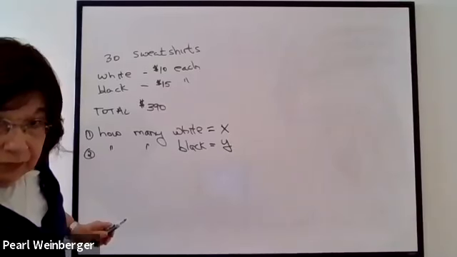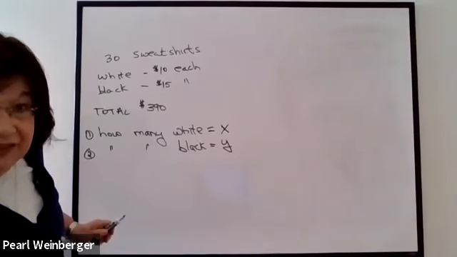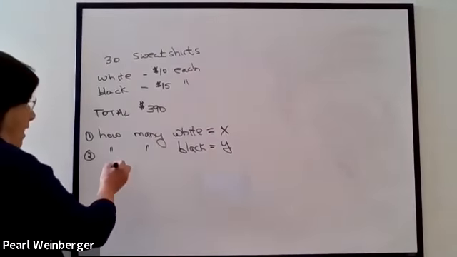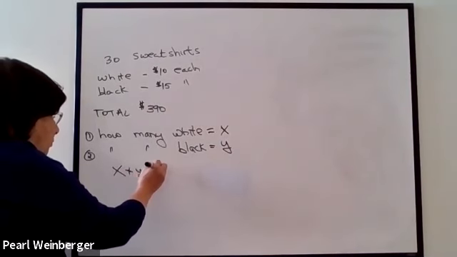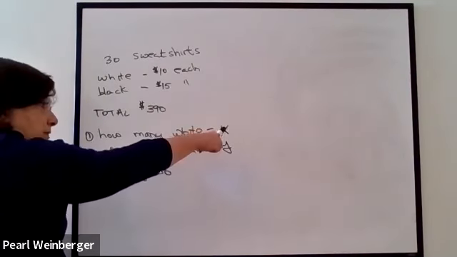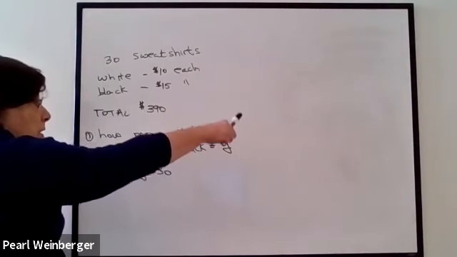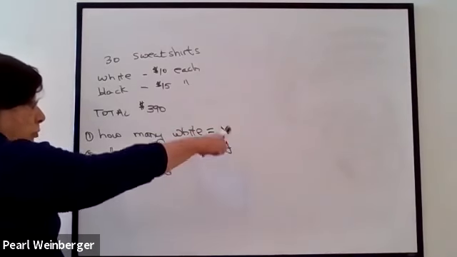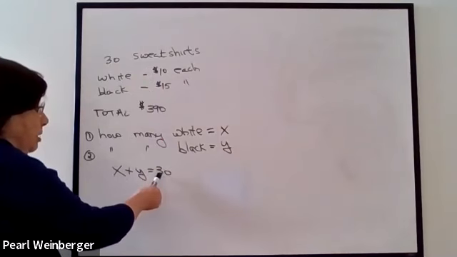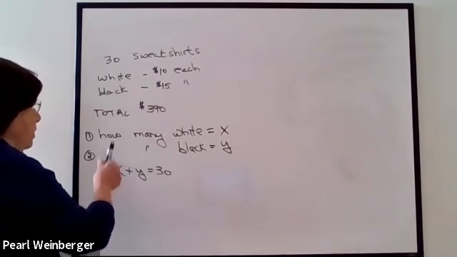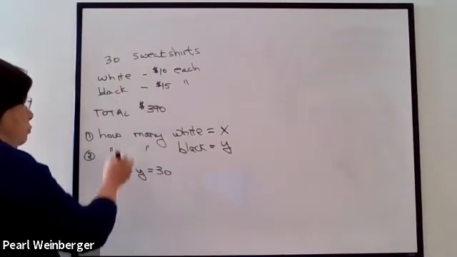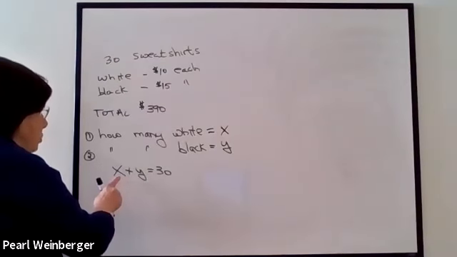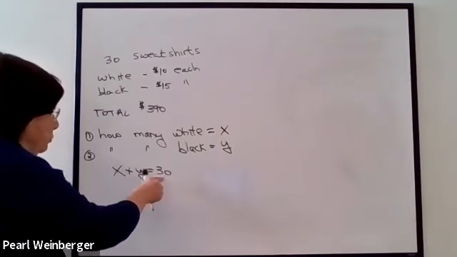X plus Y equals 30. Perfect. Remember, X is how many white shirts were sold, Y is how many black were sold. Altogether, 30 were sold. So our first equation, the result of the fact that 30 sweatshirts were sold, is the equation X plus Y equals 30.